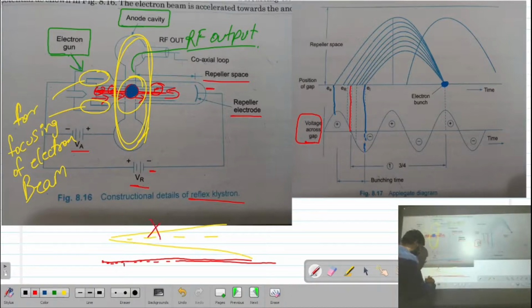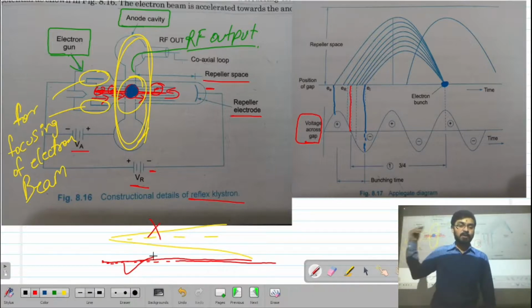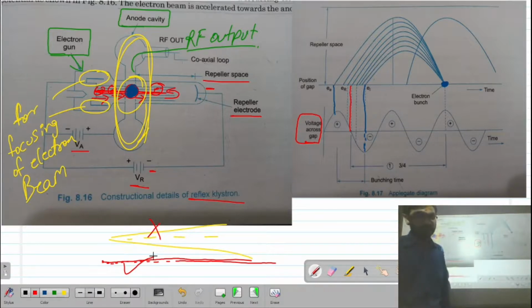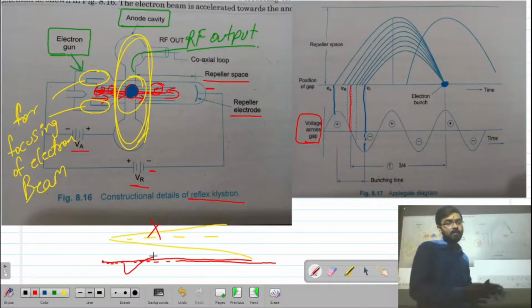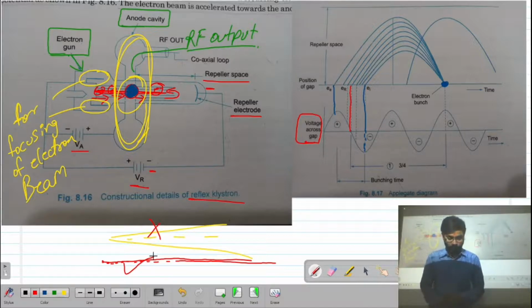This is wrong and this is right. It will not allow it to deviate. That is the importance of focusing the electron beam. So this was all about the reflex klystron.